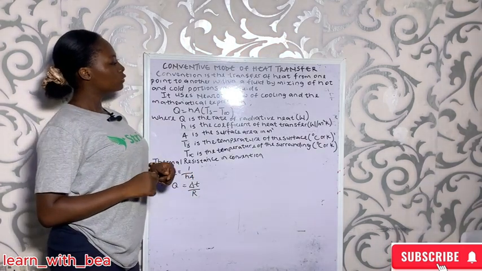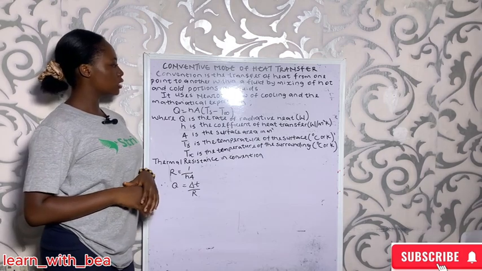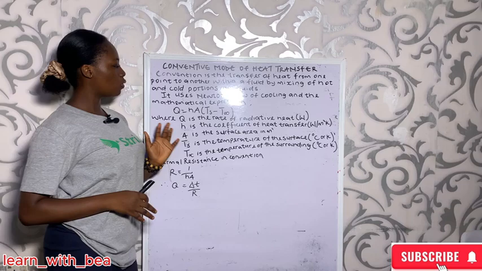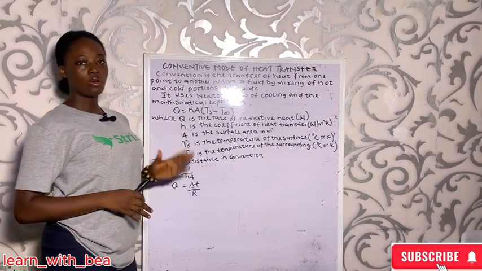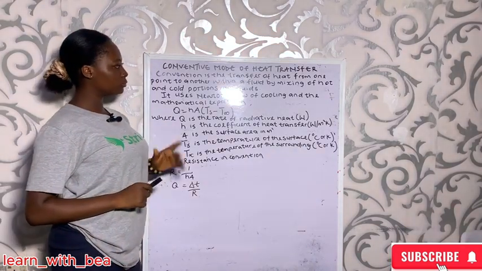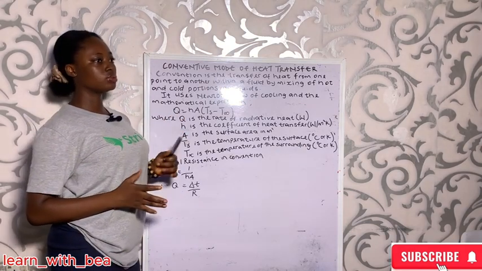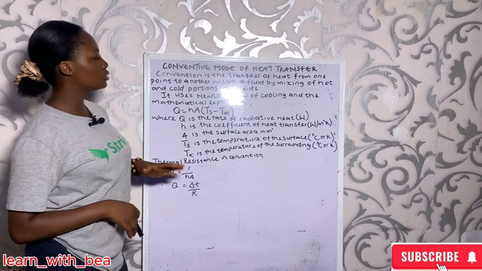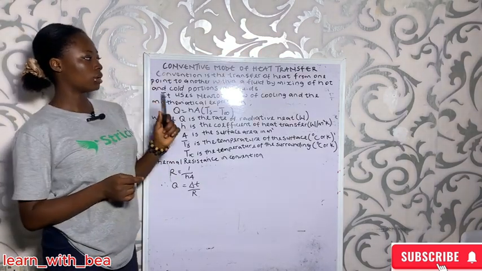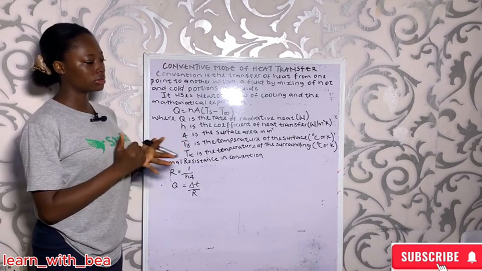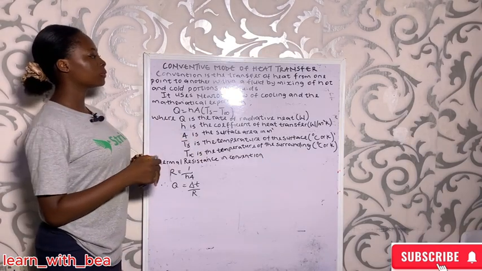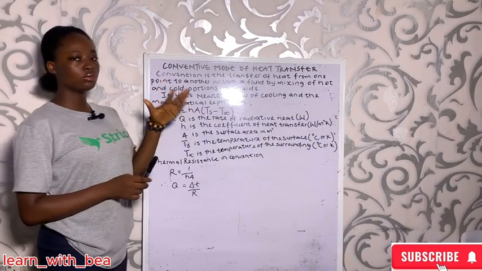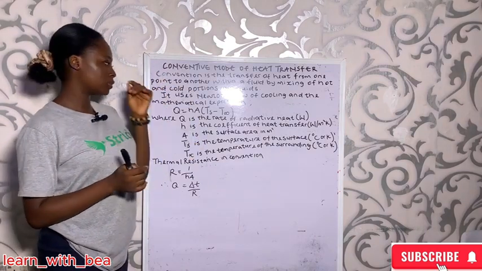Convection is the transfer of heat from one point to another within a fluid by mixing of hot and cold portions of fluid. So basically, convection deals with a fluid. A fluid must be involved. It deals with the transfer of heat from one point to another within a fluid, like I mentioned. It's very important. It deals with fluids by mixing of hot and cold portions of fluid together.